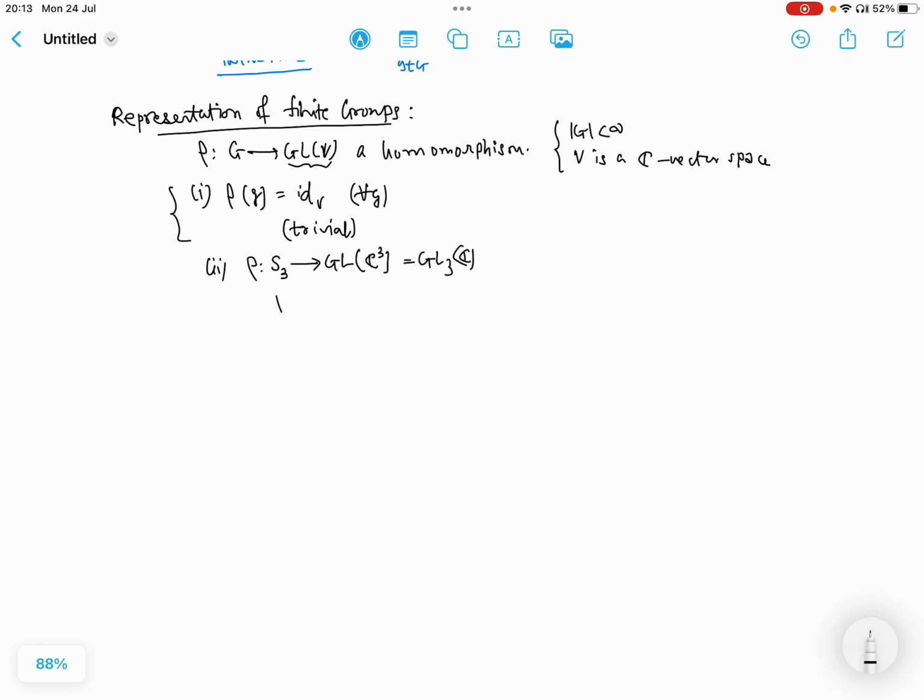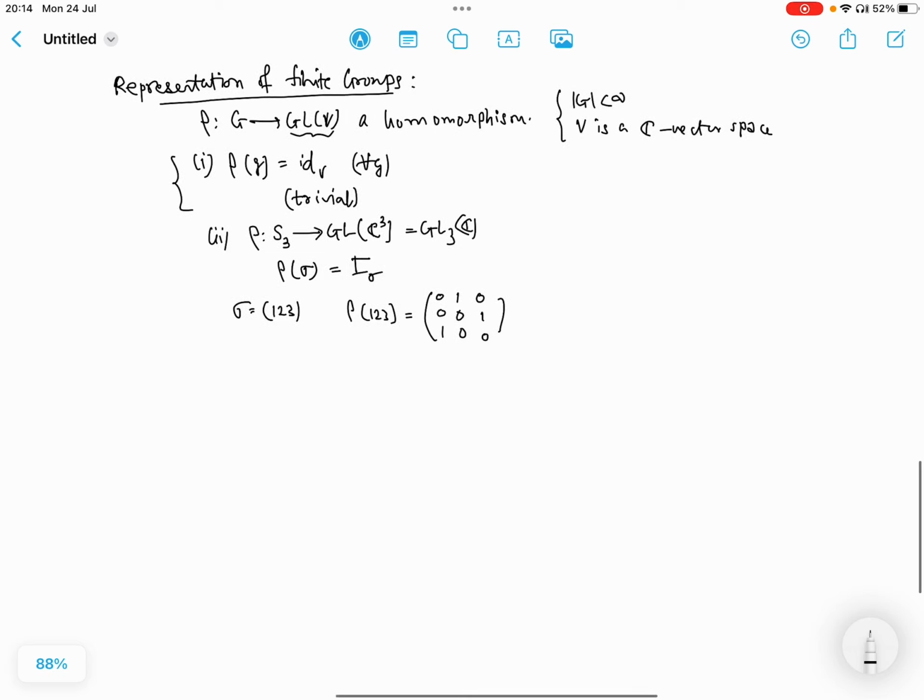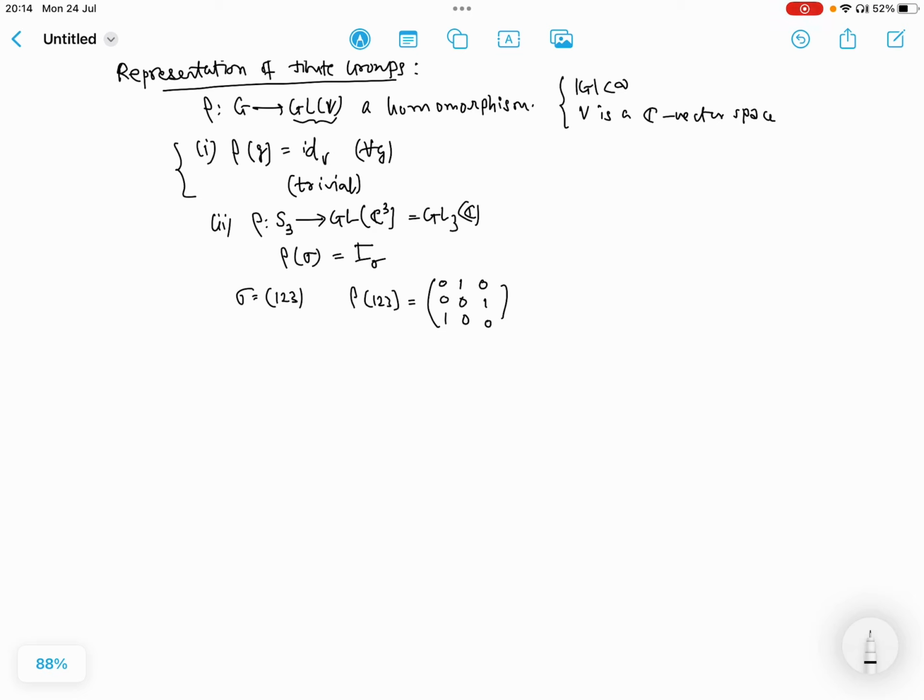And what you do is take any element, which is a permutation sigma. Then rho of sigma is the identity matrix with its columns replaced according to how sigma acts on 1, 2, 3. For example, if I take sigma to be (1 2 3), then rho of (1 2 3) is the identity matrix with its first column moved to the second place, the second column moved to the third place, and the third column moved to the first place. This will again be a representation, since it is easy to check that it is a homomorphism. I'm not going to do that here.